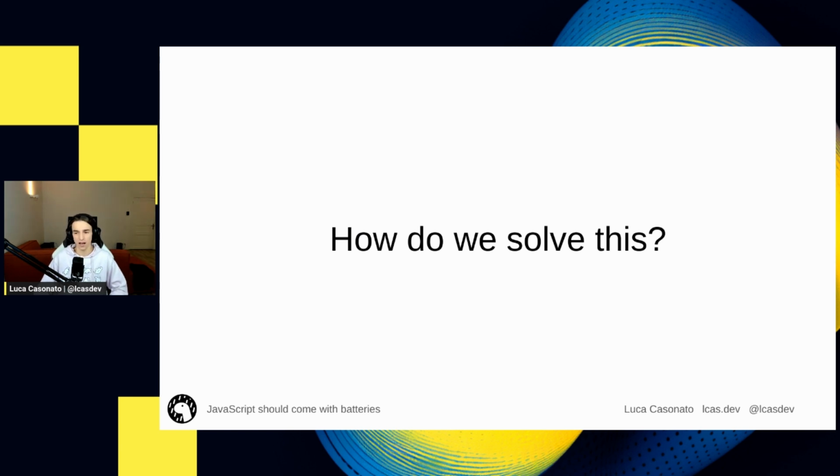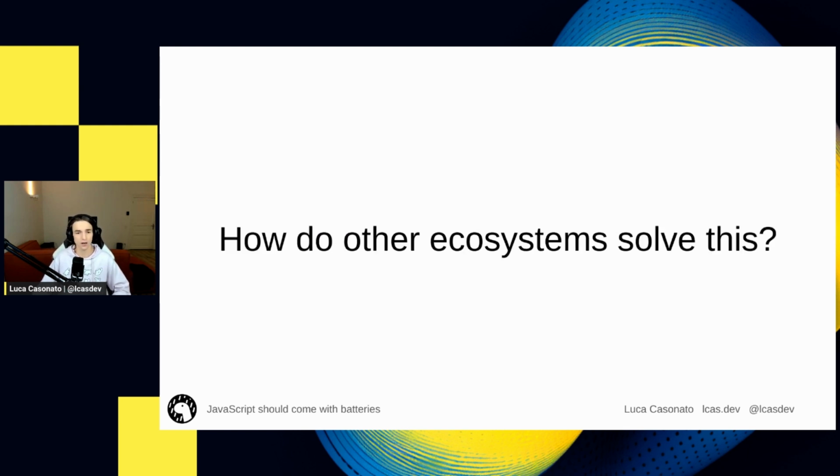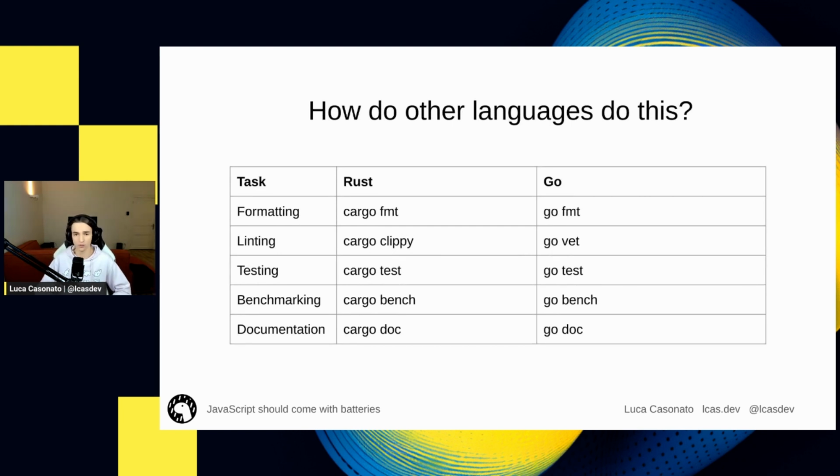To answer this question, we can take a look at how other ecosystems solve this. So there's two ecosystems I want to focus on real quick here, which is Rust and Go, because those are both ecosystems that are about the same age as Node.js. So Go was released the same year as Node. Rust was released just a couple years later. So this is not an age thing that Node is different. It's a matter of principle.